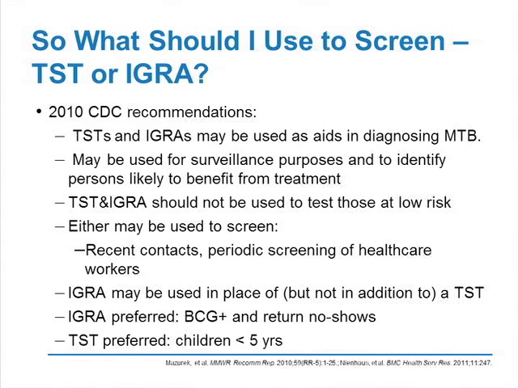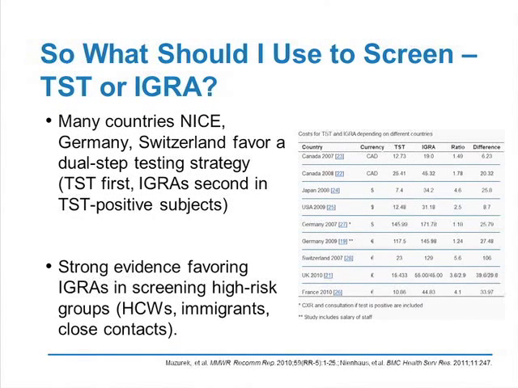IGRAs are preferred in patients who have been previously vaccinated with BCG or patients who are unlikely to return for follow-up visits. The TST is preferred in children under the age of 5. Nonetheless, there are many countries, including Germany, Switzerland, and NICE in the UK, who favor a dual-step strategy to screen patients first with a TST and then use an IGRA as secondary confirmation of TST-positive individuals. Overall, in this meta-analysis that looked at the utility of these tests, they suggested there's strong evidence favoring IGRAs in screening high-risk groups: healthcare workers, immigrants, close contacts, those going on immunosuppressants.